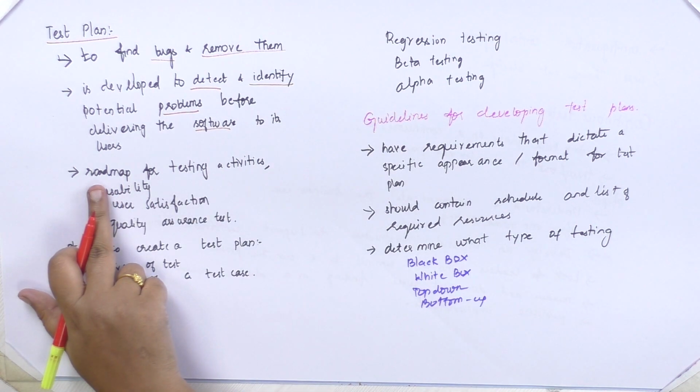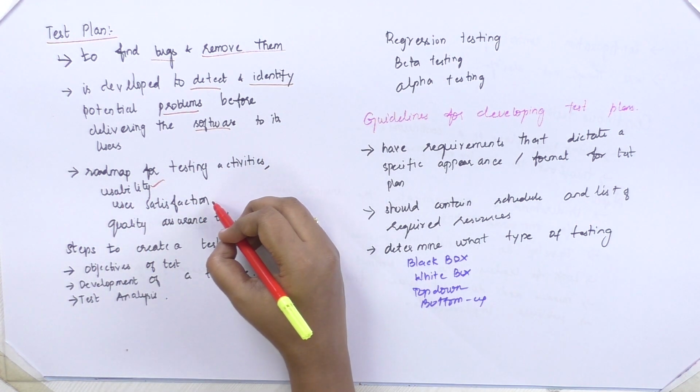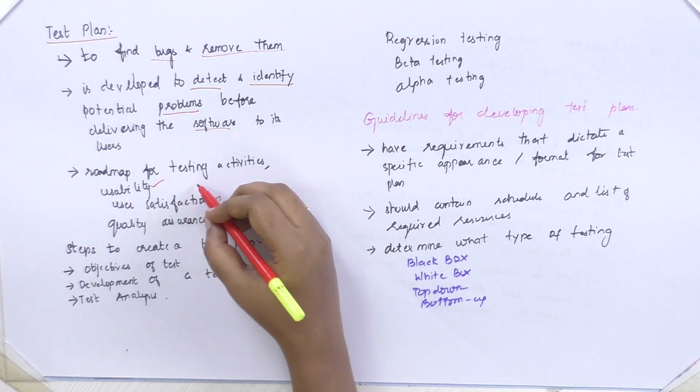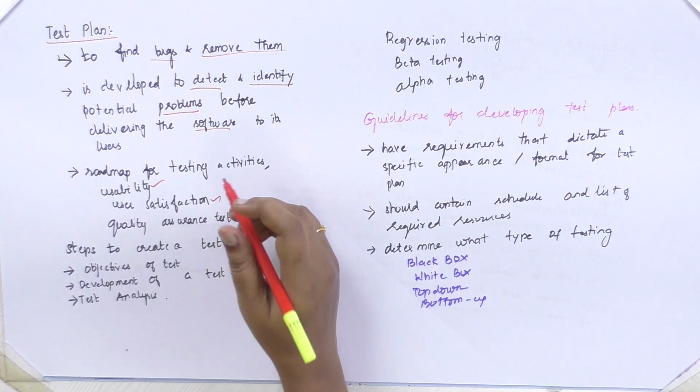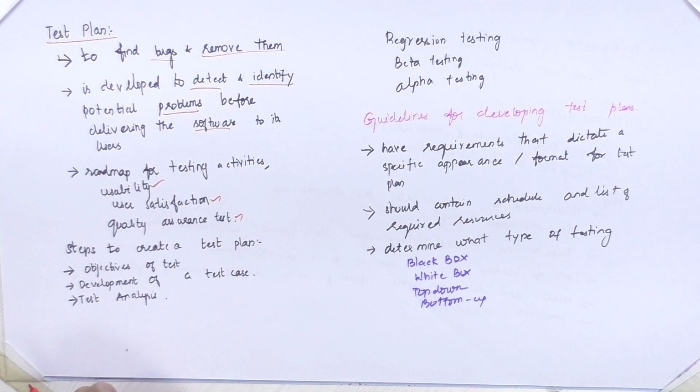It provides the roadmap for testing activities. The testing activity can be usability testing or user satisfaction testing or any quality assurance testing. You can do any type of testing activities. To perform these testing activities, the test plan provides the roadmap.